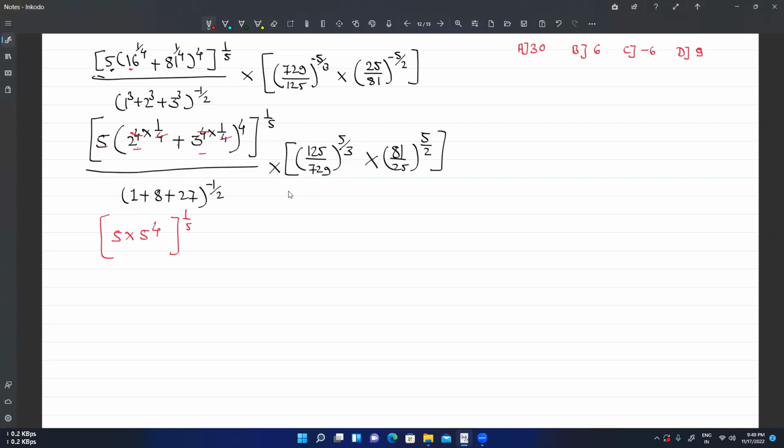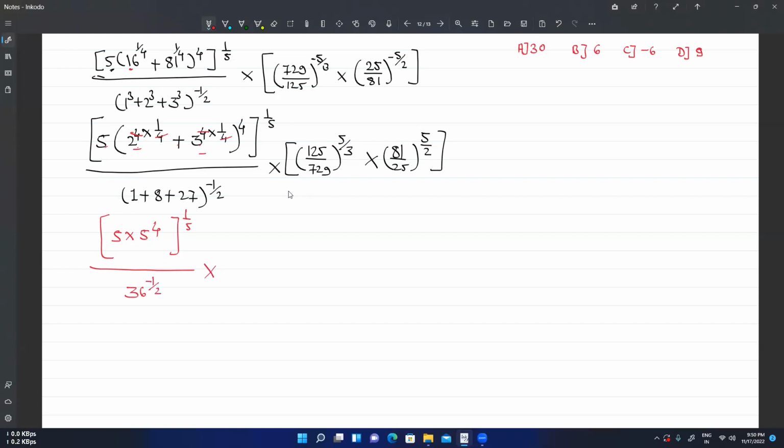Let's see what we can do in the denominator. So in this bracket, in the denominator, we have 1 plus 8 plus 27, whose sum is 36, obviously. And the index of this bracket was minus 1 by 2. So we have 36 raised to negative 1 by 2.